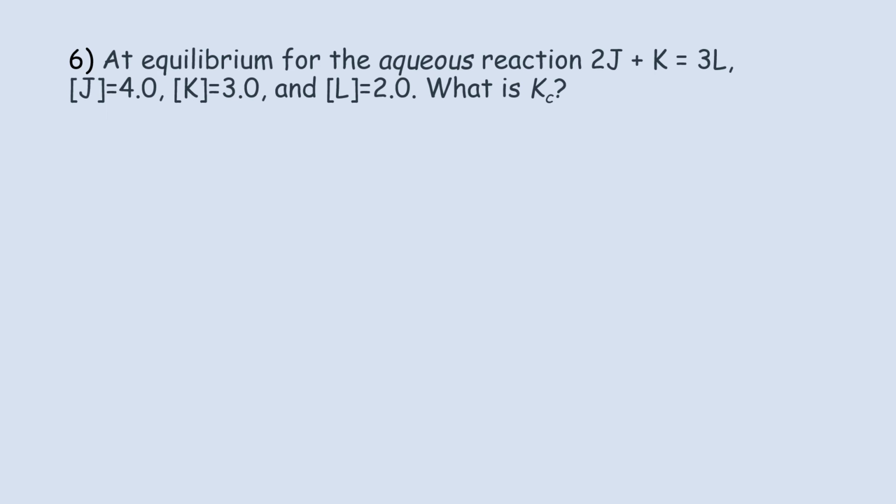At equilibrium for the aqueous reaction, 2J plus K produces 3L. The concentration of J is 4, the concentration of K is 3, and the concentration of L is 2. What is Kc? So we know Kc is written as the concentration of the products over the reactants. In this case, we only have one product, 3L. Because we have 3 moles of L, we're going to take the concentration of L and cube it.